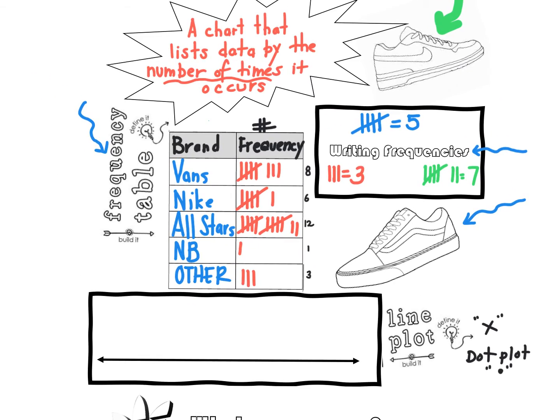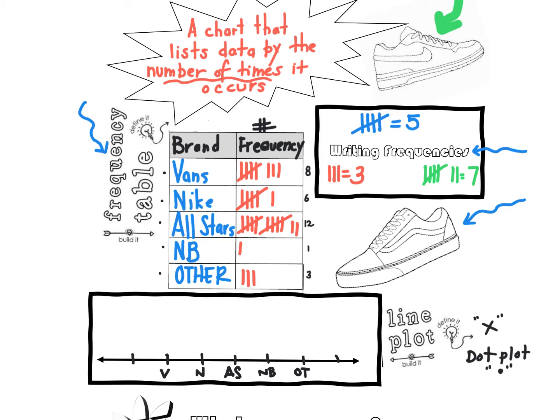We know that we have 1, 2, 3, 4, 5 different things we can write on our dot plot. Okay, in this case, 1, 2, 3, 4, 5, 6, 7. I'll put a couple of extra lines in there. But I'm just going to go ahead and start writing them out. I'm going to put V for Vans, N for Nike, AS for All-Stars, NB for New Balance, and OT for other. So because I went ahead and wrote that number at the top, on the side of the table, it's going to be pretty easy for me to create this line plot.